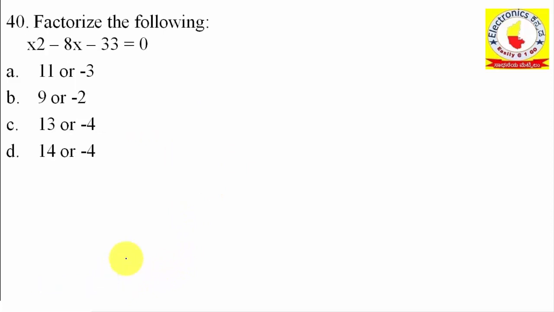Factorize the following: x square minus 8x minus 33. Now look at the things. Factors of 33 is what? 11 and 3. We want a minus sign, and moreover it is minus 8. So, minus 8 means the negative value is dominating. So I'm going to assign it as a minus and plus.